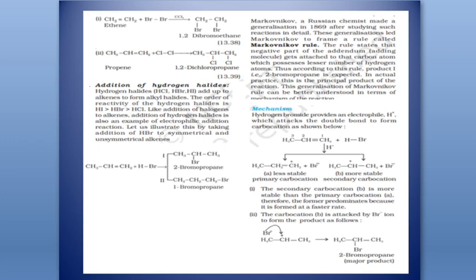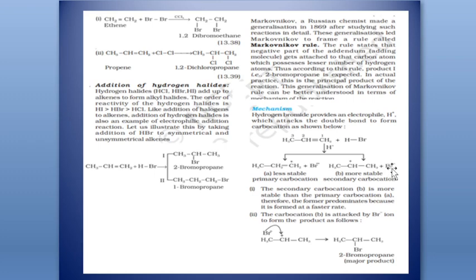Next, there are some transformations we can do to produce its derivatives. If ethene is subjected to liquid bromine in CCl4, it will produce 1,2-dibromoethane. Propene, if subjected to chlorine gas, will produce 1,2-dichloropropane. This is addition reaction into the ethylene bond. Next, addition of hydrogen halide.